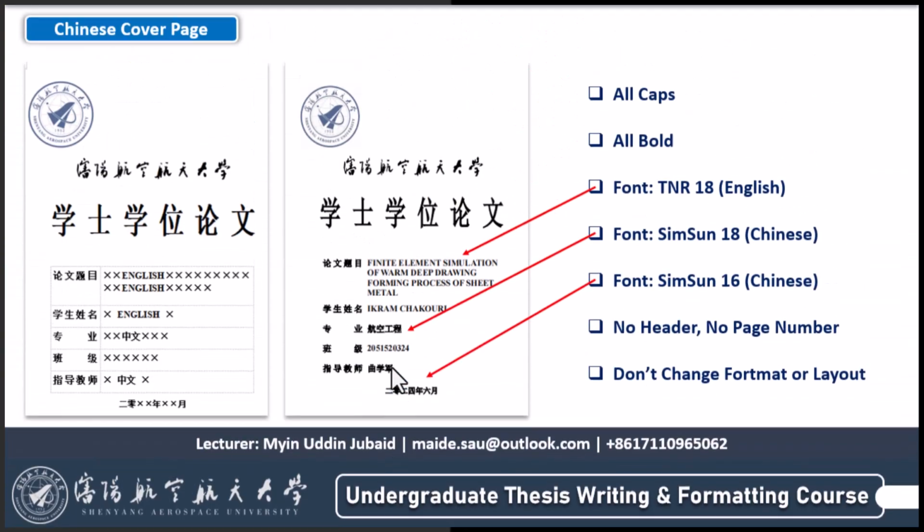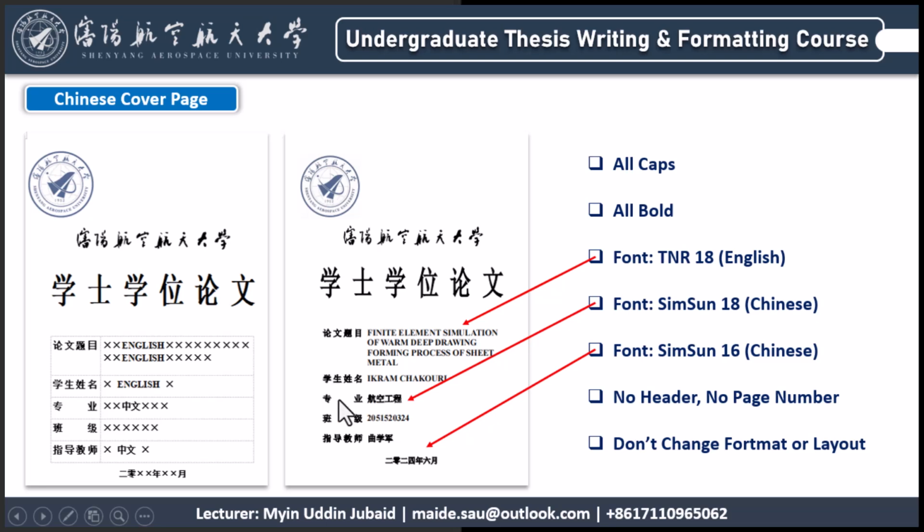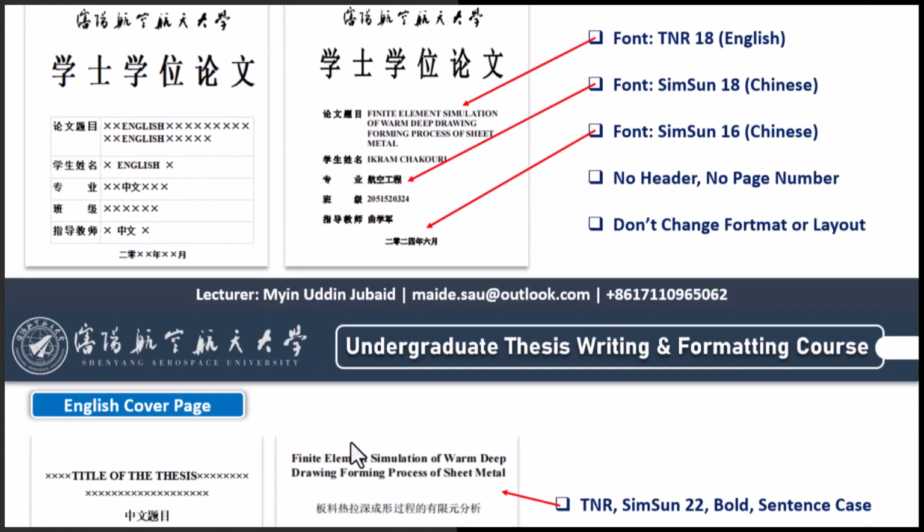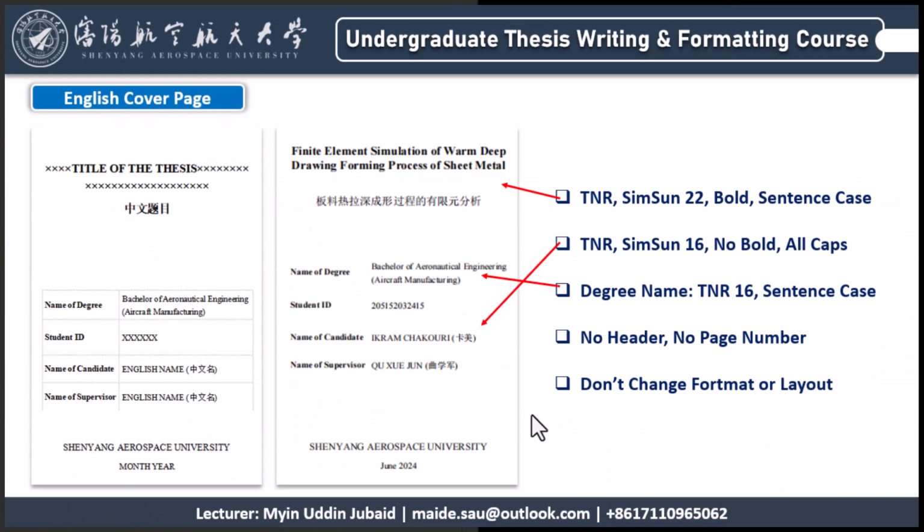One thing I forgot to mention here: these things are written in Chinese. So basically this is your thesis title, this is your name, this is your major, this is your class number, not a student ID, and this is your supervisor's name. So here also the same thing: no page number, no header. Don't change any format, just keep the same thing, fill up your information.